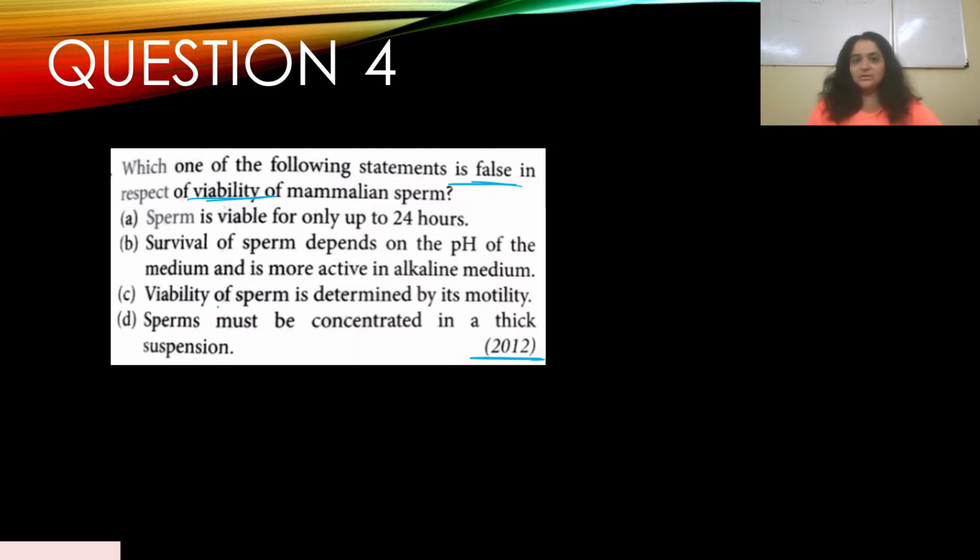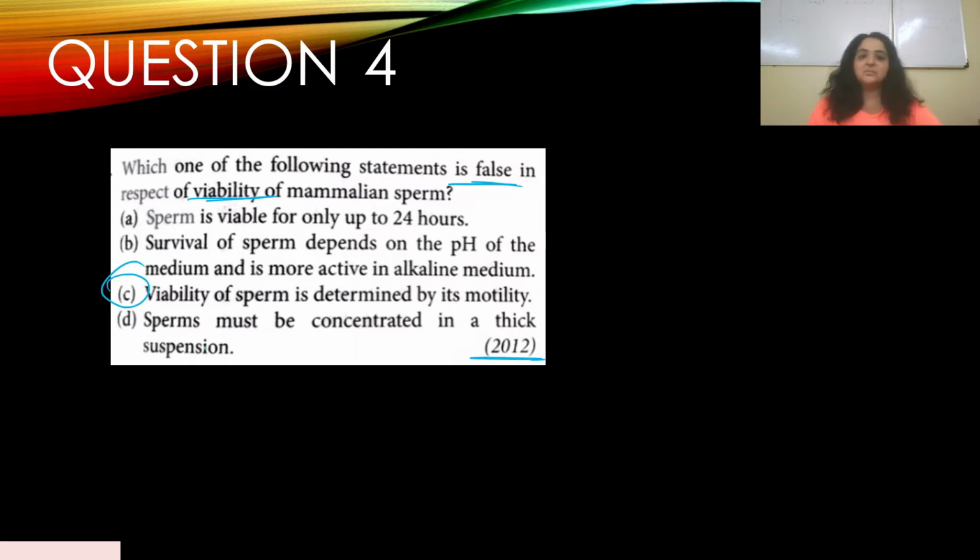Now C, viability of sperm is determined by its motility. No, that's not the criteria for determining whether a sperm is viable or not. Just because it is motile, yes, it's alive, but just because it's immotile doesn't mean it's dead. We don't know that as yet till we do further tests or further analysis on it. If something is not moving doesn't mean that it's dead, right? So motility is not a criteria to decide whether a sperm is dead or alive. Okay, so C is the right answer.